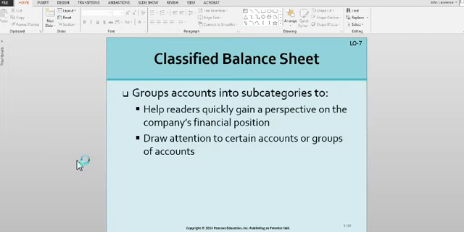The balance sheet, as we've talked about from the beginning, is going to be grouped into subcategories, which of course are aimed to allow readers to gain perspective on how the company is performing, and also be able to draw attention to certain accounts that maybe look a little different from what one might think they should, or be able to compare it to other companies.